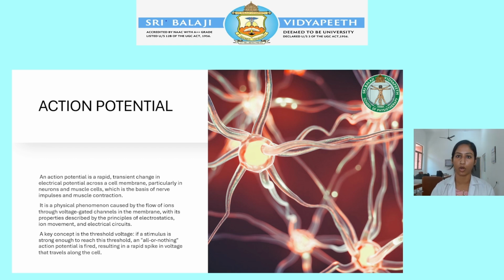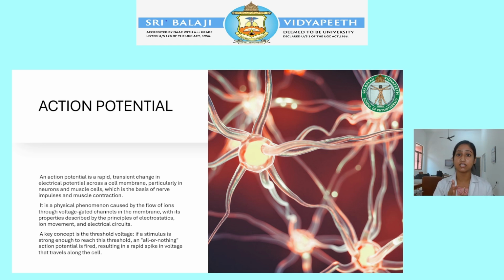Next, we'll move on to the topic action potential. Before we move on, let me give you a definition of the action potential. Action potential is a change in the potential difference across the cell membrane, particularly in excitable cells like neurons and muscle fibers. Neurons are for nerve impulses, and muscles are for muscular contractions. So this is the definition of the action potential.